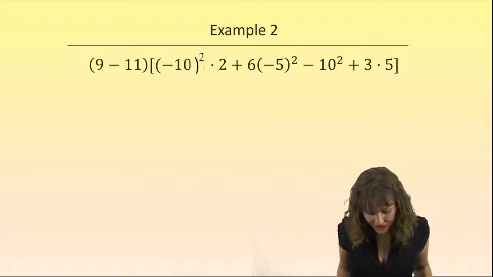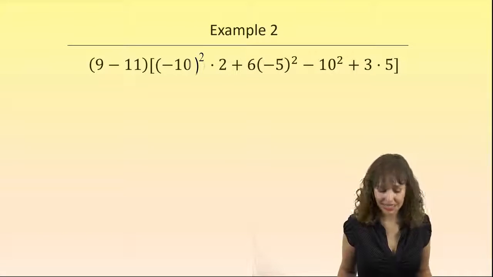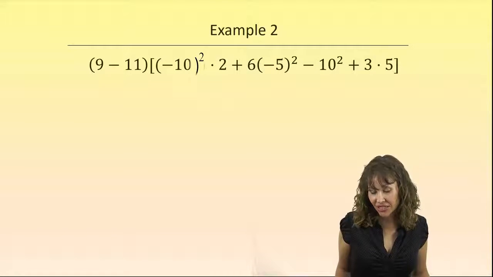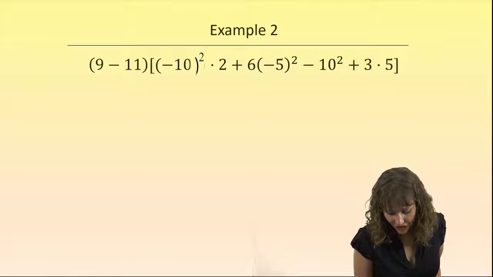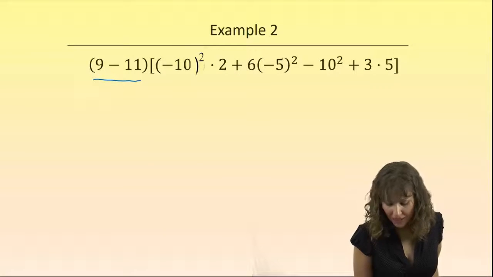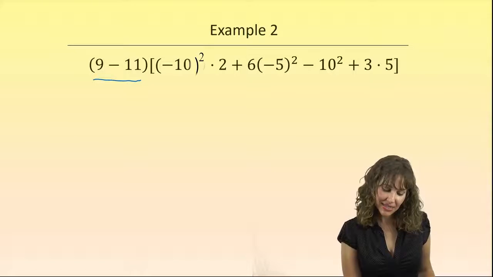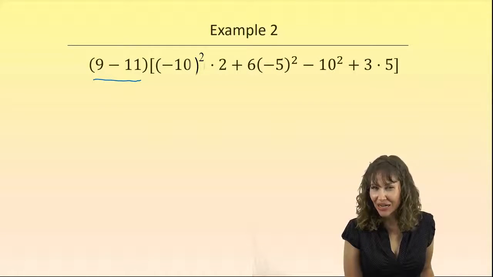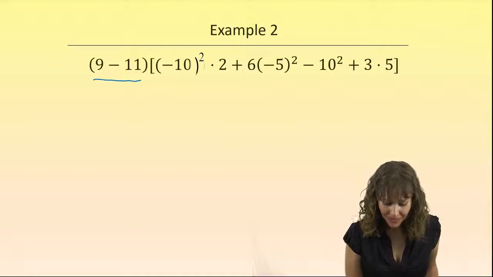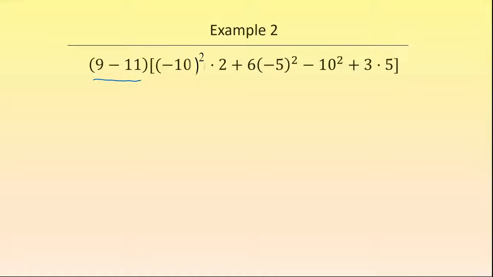Okay, here's an example that's very similar to the one we just did, but I made some changes. Remember last time I said it was critical that we did not do the subtraction first, but here we have parentheses around the subtraction, and those are in there to say, no, I want you to do that first. So I will. 9 minus 11 is -2. There's that -2 again.